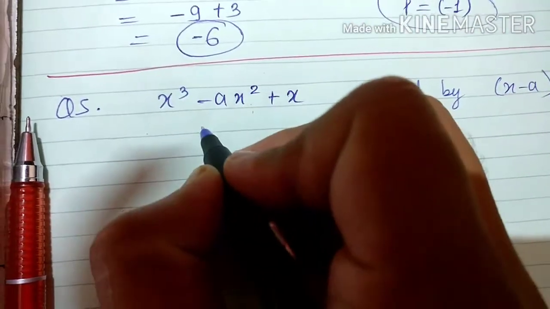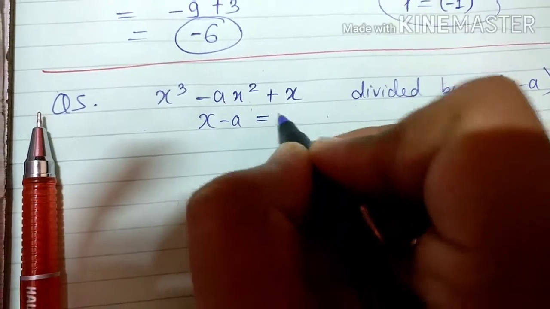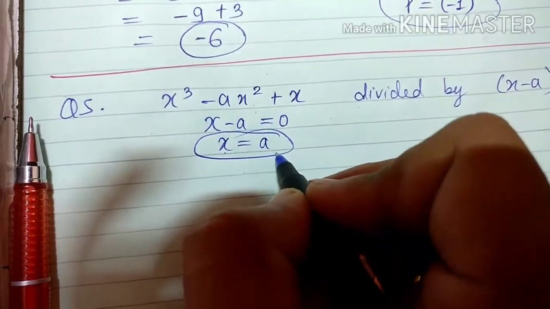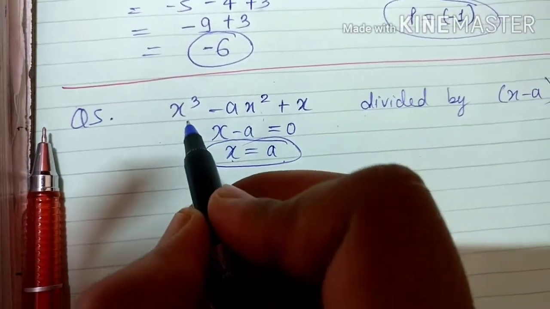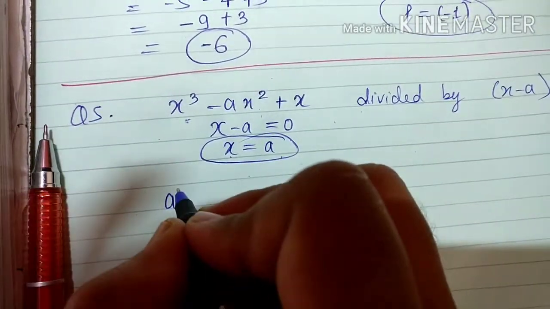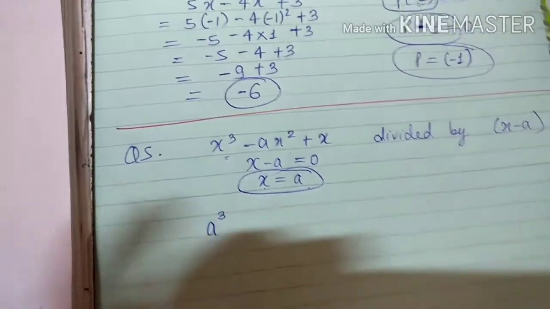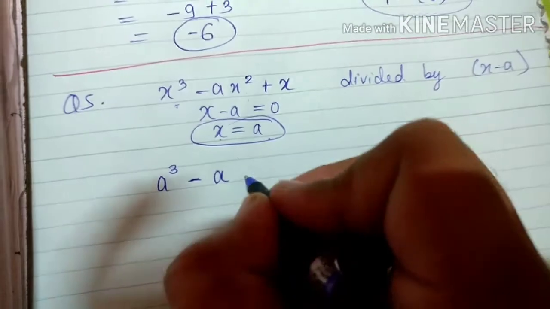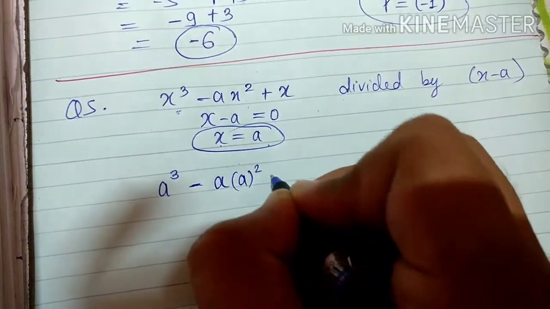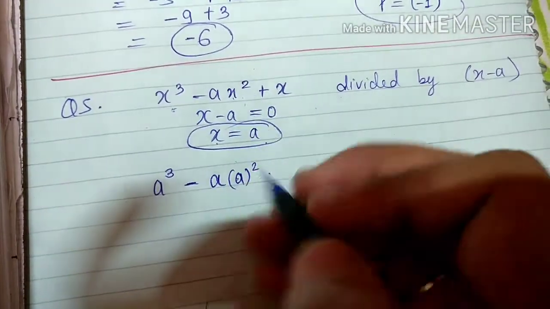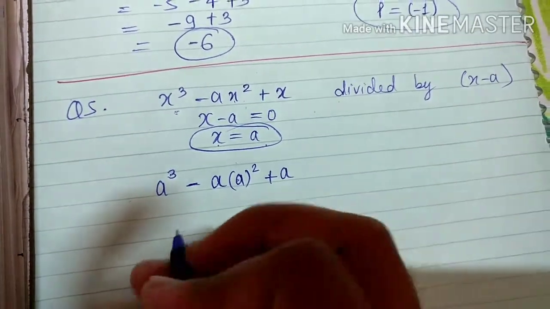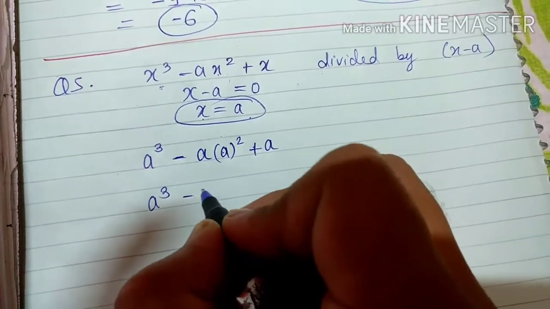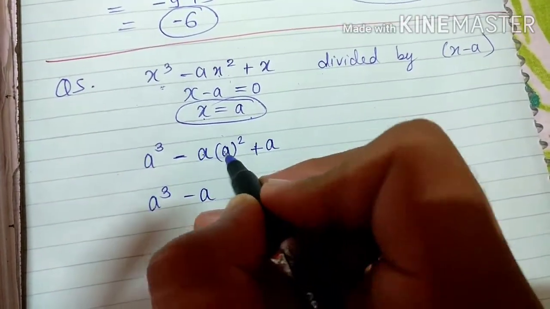So by using the remainder theorem, x minus a equal to 0, which means x equals a. So in place of x what can we write? a here. Wherever x is coming, what will we write? a. So first x becomes a cube, then minus a is already there, then multiplied by x square, which means a square. In place of x we have written a square, plus x means plus a only. Okay, so let's see what will come. a cube minus a into a square. See, a into a square.